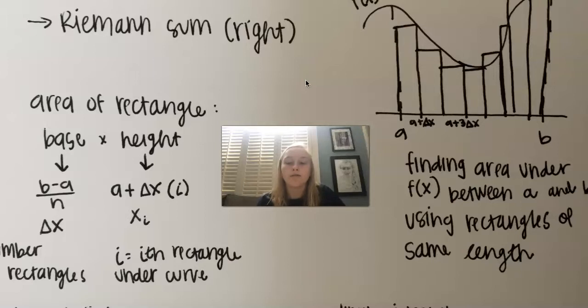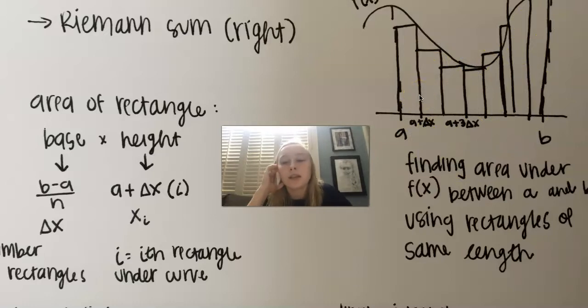So a Riemann sum, for a quick refresher, is basically estimating an integral, or the area under a curve, by creating a bunch of rectangles and adding up the area of all those rectangles. As you can see, I drew a little picture right here demonstrating what it is.